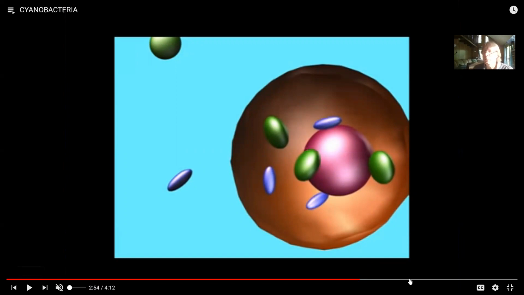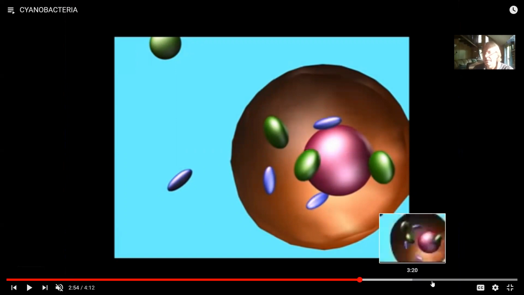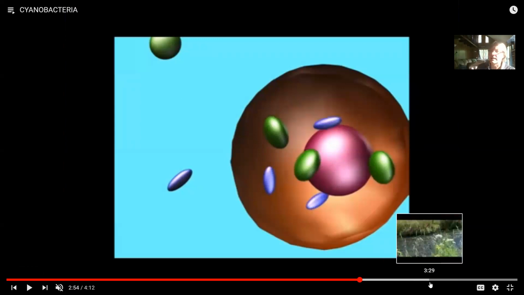And maybe you're not that impressed, all right, because maybe you think, okay, so cyanobacteria, they do photosynthesis, they're green, they release oxygen as a waste. That's not that impressive, because don't plants do that?